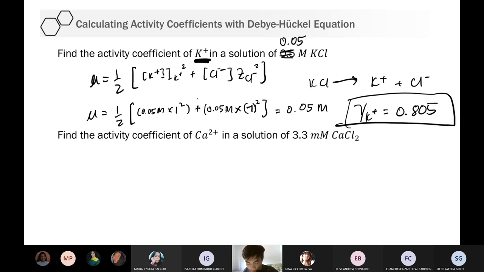Let's have the next one. Find the activity coefficient of calcium 2 plus in a solution of 3.3 millimolar calcium chloride. When it's millimolar, that's a 1,000th of a molar, so we divide by 1,000. Let's show the equation. Calcium chloride gives calcium 2 plus and 2 Cl minus. What's 3.3 divided by 1,000? I'll use the calculator so I don't make a mistake. That will be 0.0033 molar.